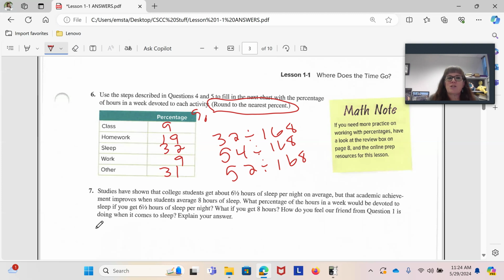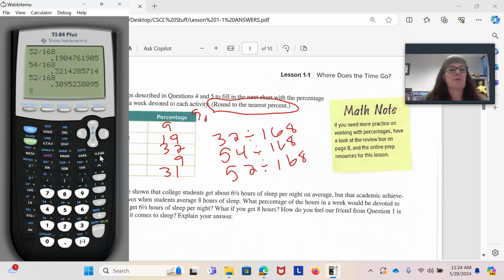Now, I've got all those percentages. What should they add up to? They should add up to be pretty close to 100. Maybe off a little bit because of our rounding. 9 plus 19 plus 32 plus 9 plus 31. Hey, we hit it exactly. So our rounding did not mess us up too much. If you're in the right ballpark, that's fine. If you add them and you get 99, 98, 101, that's okay. Because rounding may cause those issues.